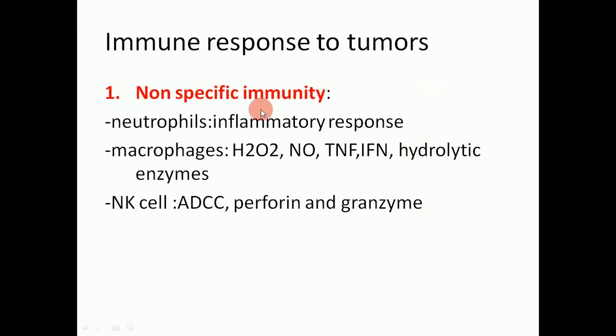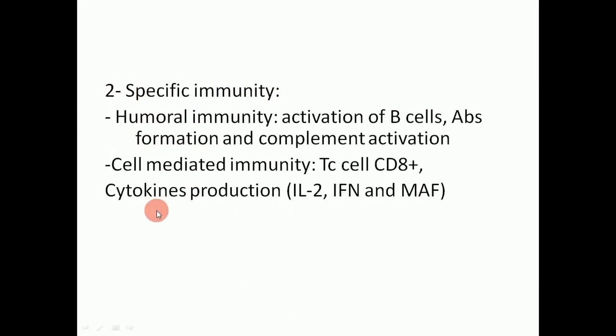Now, the immune response to tumor. Non-specific immunity, which is the innate immunity, includes neutrophils, macrophages, and NK cells. If this fails, there is a need to stimulate the specific or adaptive immunity, which includes humoral immunity, with the production of antibodies by B cells and complement activation, and also cell-mediated immunity, which involves T cytotoxic cells and cytokine production like gamma interferon, interleukin 2, and macrophage activating factor.